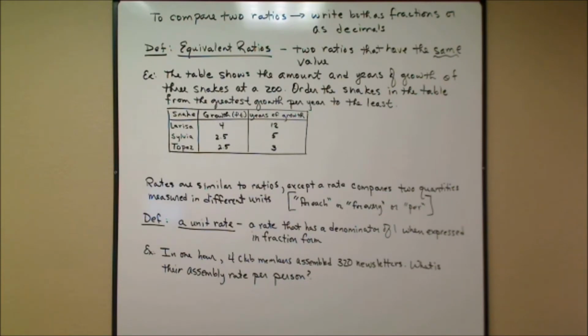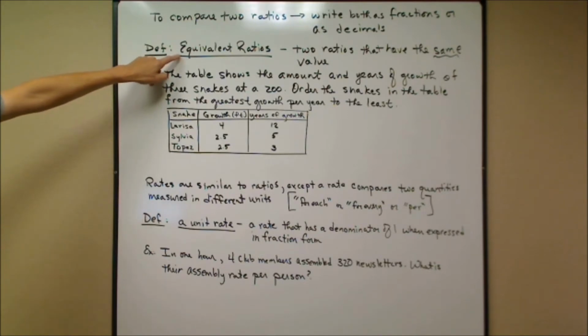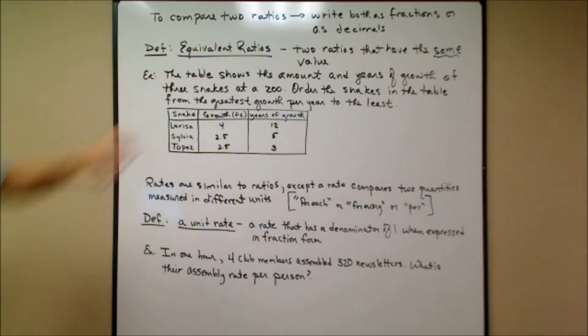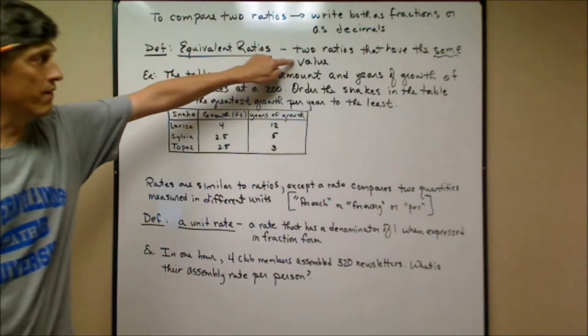Now at times we want to compare ratios to see which one is larger, which one is smaller. So probably the easiest way to compare ratios is either write them both as fractions, so that we can compare them as fractions, which we've done before, or even change them into decimals by dividing, because it's very simple to compare place value and decimals. Equivalent ratios have equal value. Equivalent, you see equal value, 2 ratios that have the same value.